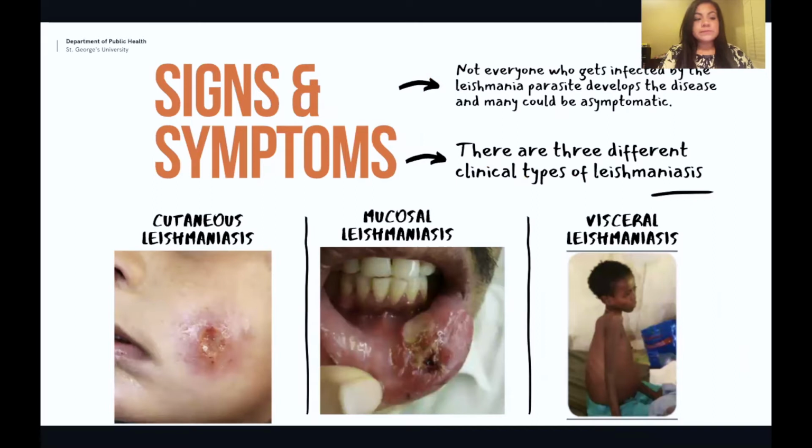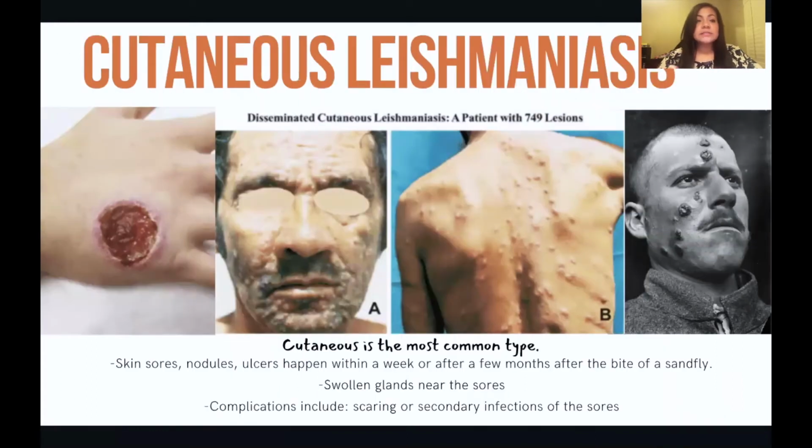Signs and symptoms of Leishmania disease. Not everybody who becomes infected by the Leishmania parasite develops the disease, and many could be asymptomatic. There are 3 different types of clinical Leishmaniasis, which are cutaneous Leishmaniasis, mucosal Leishmaniasis, and visceral Leishmaniasis. Cutaneous Leishmaniasis is the most common type. It mainly infects the structure of the skin, causing skin sores, such as these bumps that you see here. They can also cause nodules and ulcers, as the one seen here.